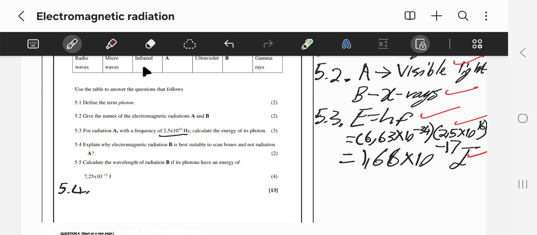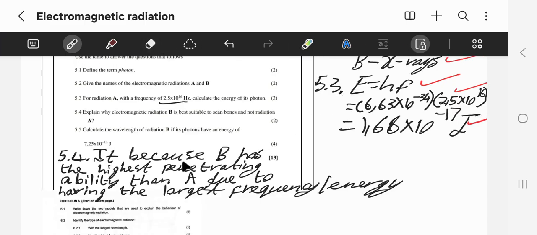So I'm just going to write down that answer. Okay, so there's our answer, guys. We'll say that it is because B has the highest penetrating ability than A due to having the largest frequency or energy, and this is how we will mark. When you mark here, you will mark the part of high penetrating ability, and we'll also mark the part of high frequency or large frequency or energy.